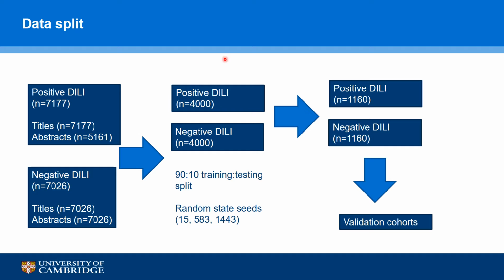We split the data into two sets of balanced cohorts. The first one, 8,000 positive and negative DILI abstracts, was used to develop our models. We used a 90-10 training testing split and used three random seeds, 15, 583 and 1443, and took the average of these. And then in the second balanced cohort, we derived the confusion matrix.